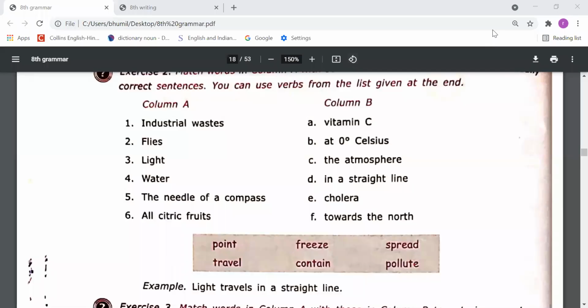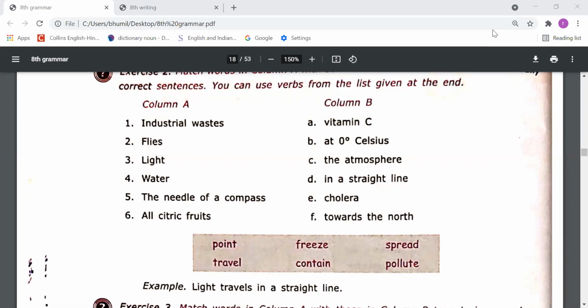So in column A: industrial waste, flies, light, water, the needle of a compass, all citrus fruits. In column B: vitamin C, at 0 degrees Celsius, the atmosphere, in a straight line, cholera, towards the north. So let's match them after using these verbs. Okay, so first, industrial wastes. We need to mention here, let me see, industrial wastes pollute the atmosphere. So the verb pollute we need to fill in.